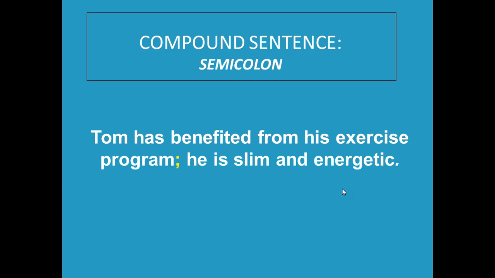Tom has benefited from his exercise program. He is slim and energetic. There is no conjunction needed here because it fits so perfectly. It flows right from Tom having benefited from his exercise program, and then it tells you exactly how he has benefited. So here you can just use a semicolon. Now, could you use a conjunction? You sure can, but it's not necessary.